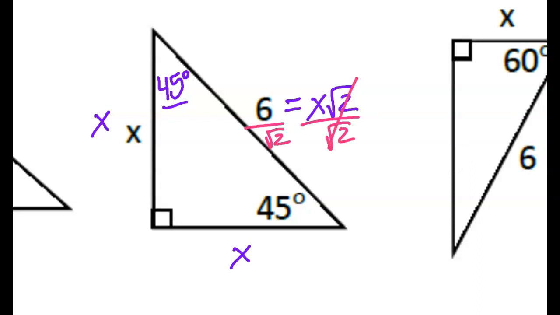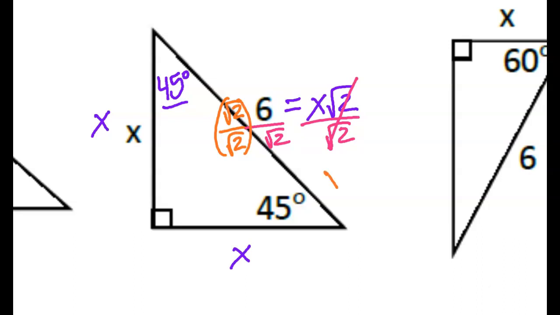Now, can I just leave it as 6 over square root 2? No, right? What's wrong with it? Yeah, you can't have a square root in the denominator. We need to do what is called rationalizing the denominator. We do this by multiplying by the square root of 2 over the square root of 2.